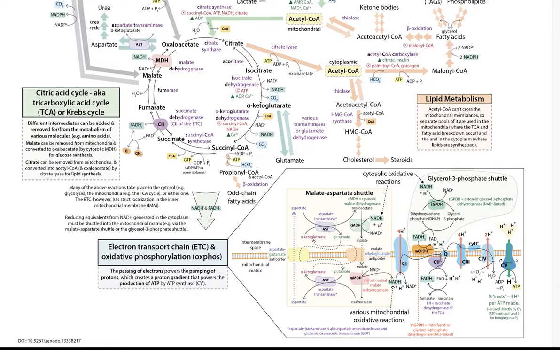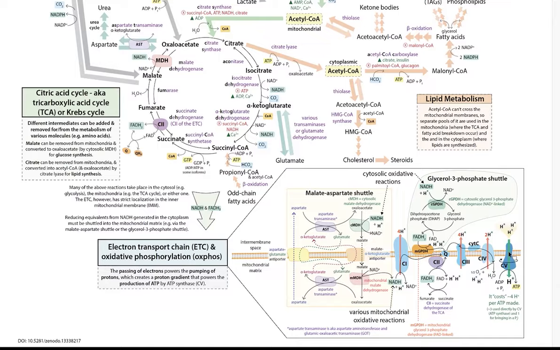Then Q is going to take them to complex 3, and it'll pass them through complex 3 to cytochrome C, again pumping protons. And then cytochrome C will take it to complex 4, again pumping protons. You're pumping them up so that you have a lot of protons out here. And these protons out here, the only path through is through this ATP synthase protein.